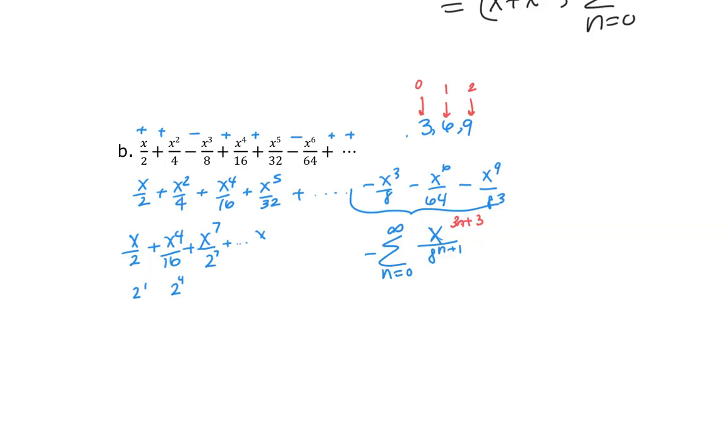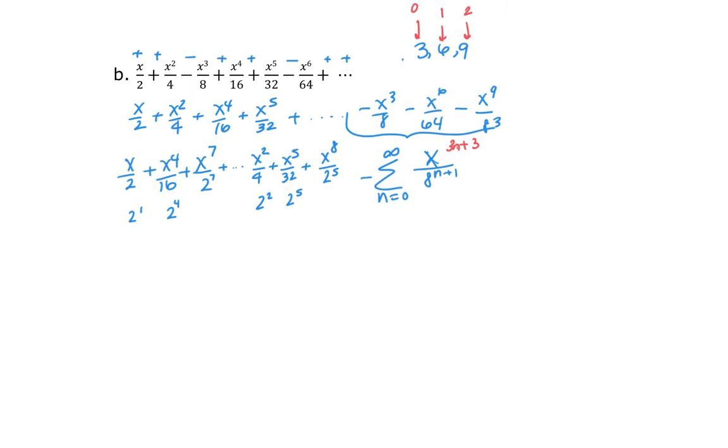I'm going to do x squared over 4 plus x to the 5 over 32. Since this is going up by 3, this would be x to the 8 over, this is 2 to the 2, this is 2 to the 5. That means this must be 2 to the 8th.